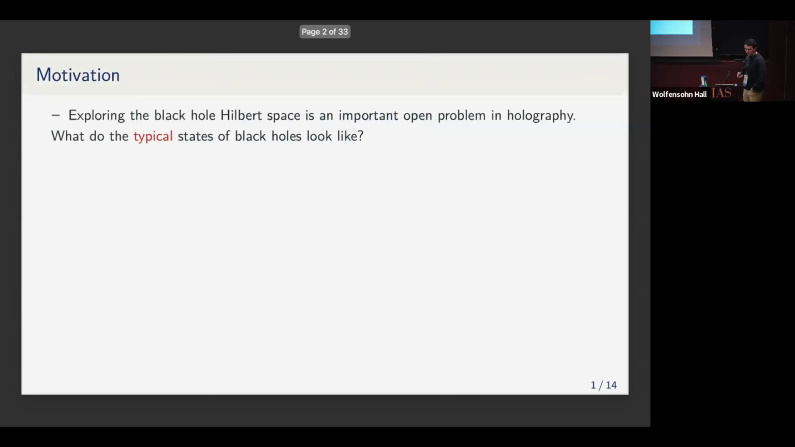Okay, so let's start with the motivation. Exploring the black hole Hilbert space is a really important open problem in holography. And in particular, one question we can ask is, what do the typical black hole microstates look like? Okay? So there's different ways to try to approach this question.